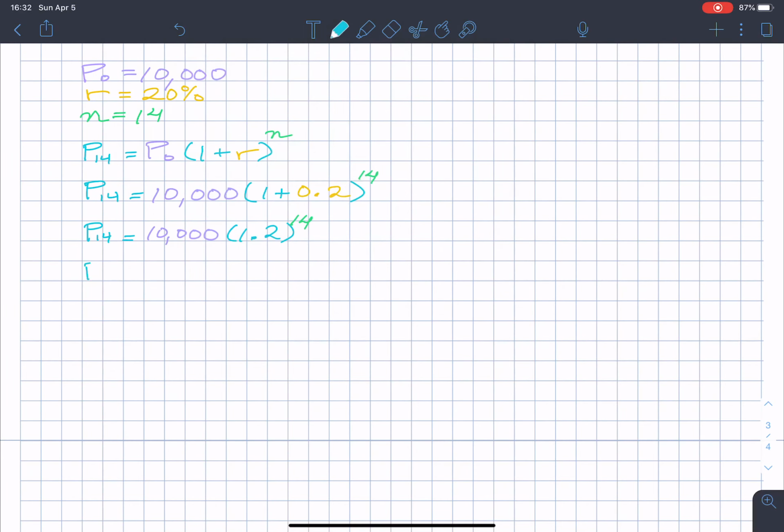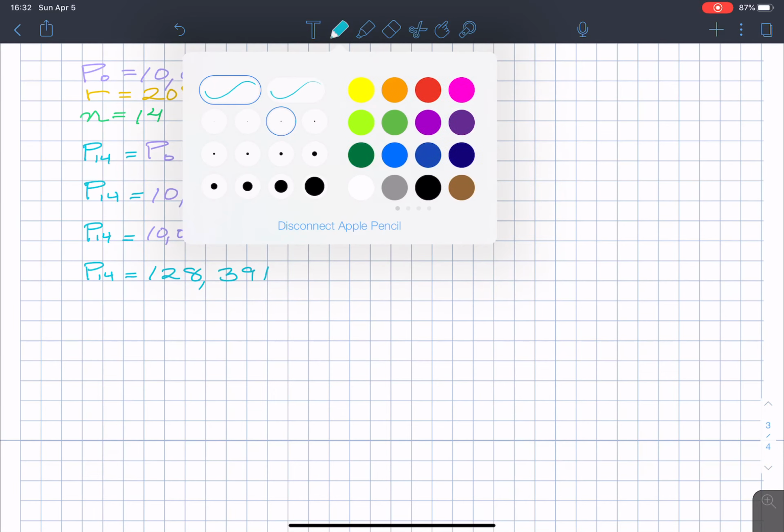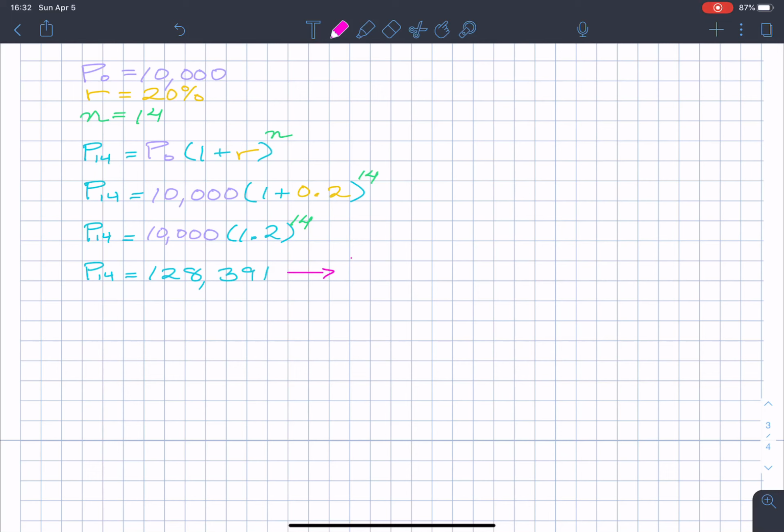Okay, so what I get is 128,391, and that's because I cannot have a fraction of a bacterium. It is a living organism, so I need a whole one, right? Can't have half a person or half a bacterium.